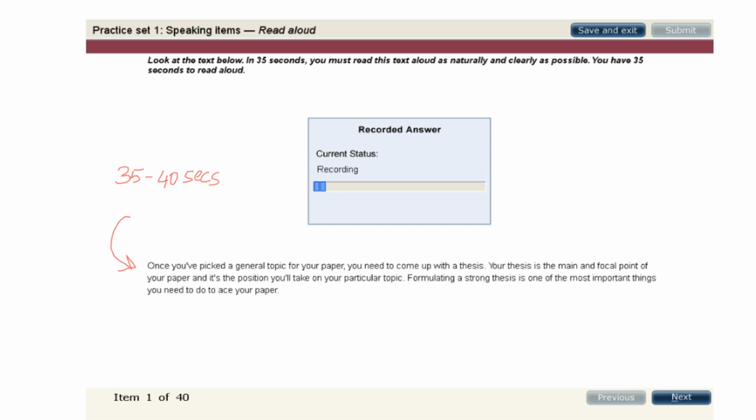So read aloud. What are these sorts of questions? Here you'll be reading out a sentence or a group of sentences that are given to you within a particular duration of time. The skills being tested are your speaking skills and your reading skills. As a result, these 6 to 7 questions contribute to your speaking section as well as your reading section.